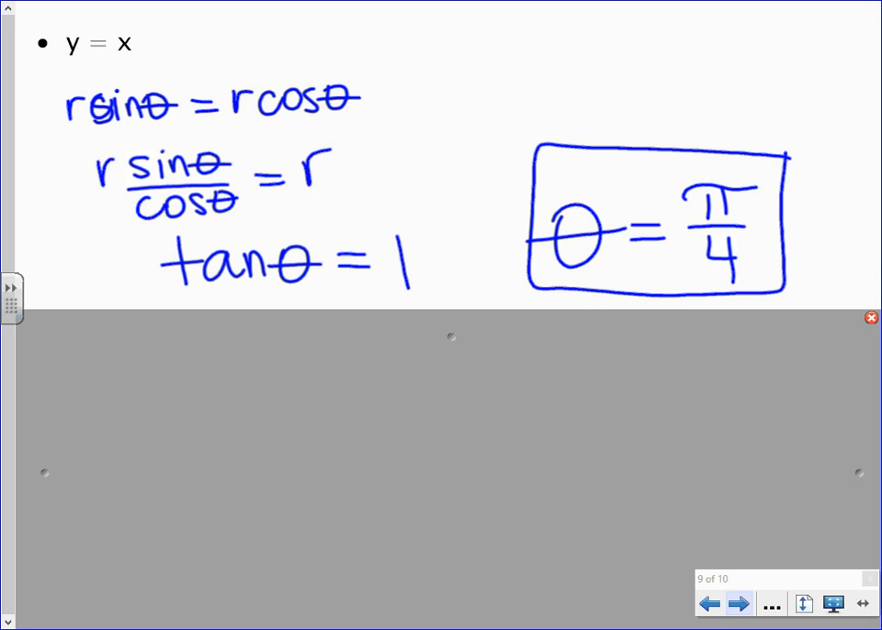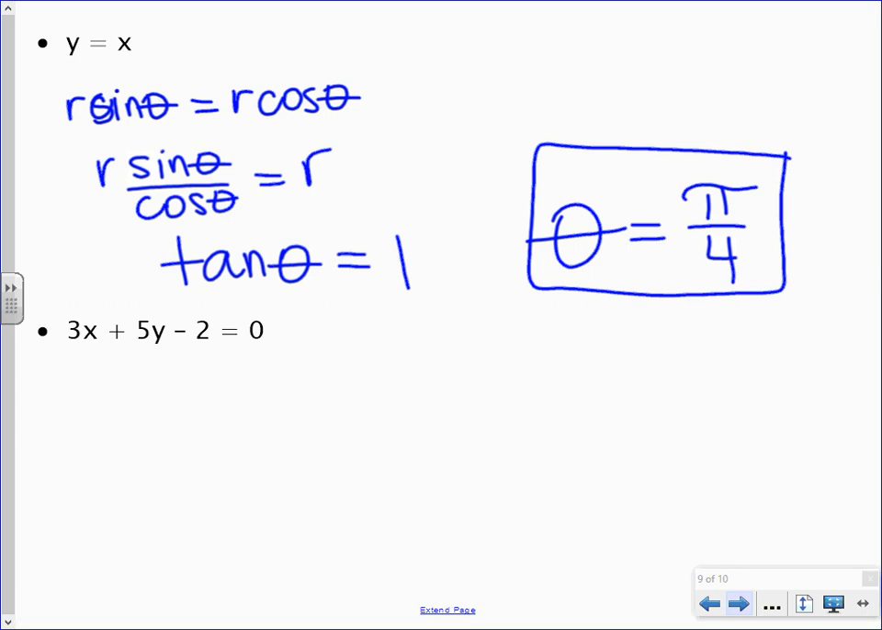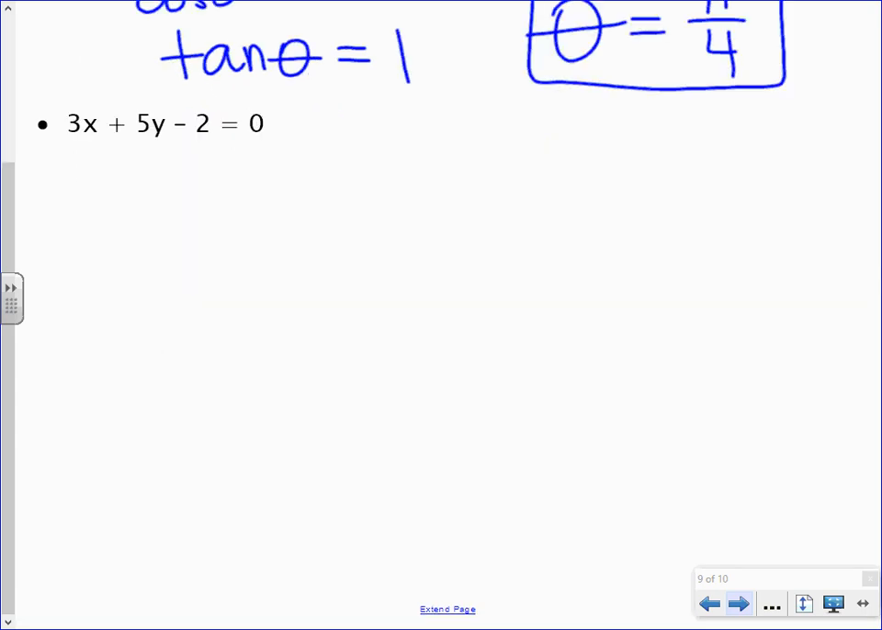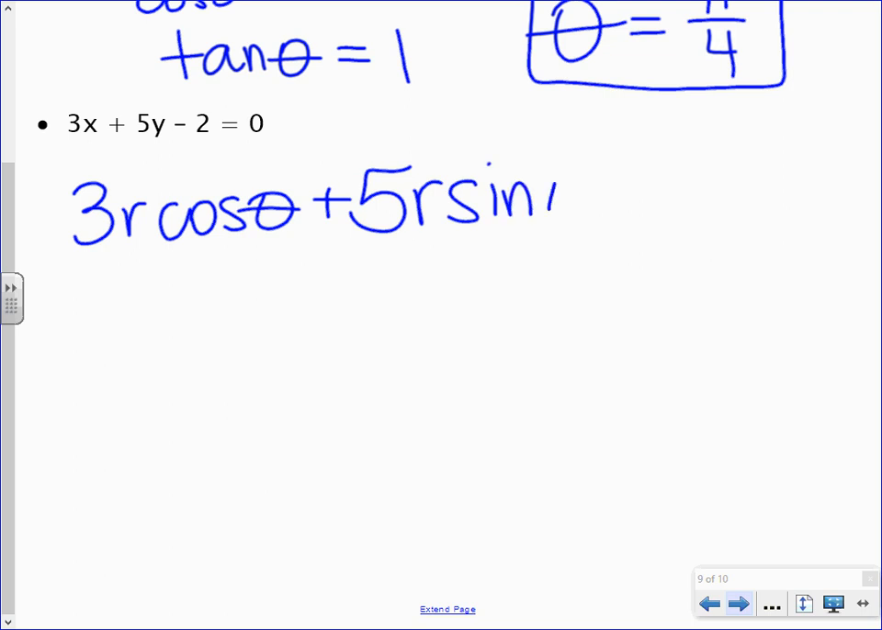Okay. All right, ready to get crazy? This is a line that does not go through the origin or the pole, whichever coordinate system you're looking at. What did I tell you to do when you saw an x, if you didn't know what else to do? And if you saw a y and you weren't sure what else to do, plug in r sine theta.